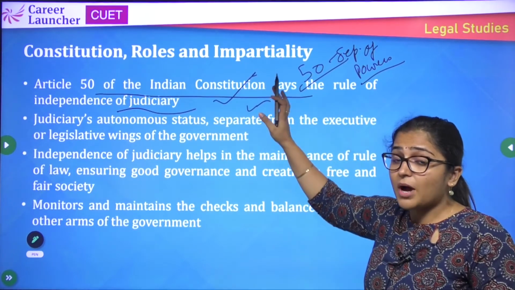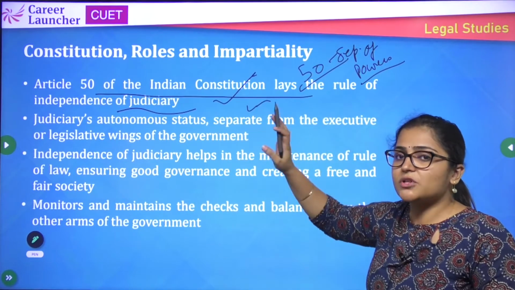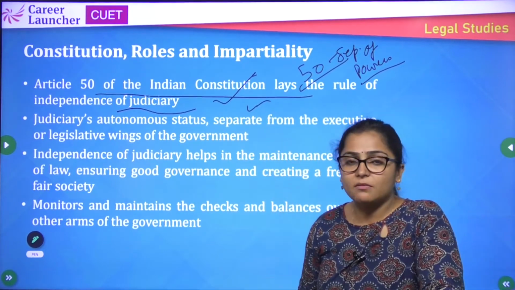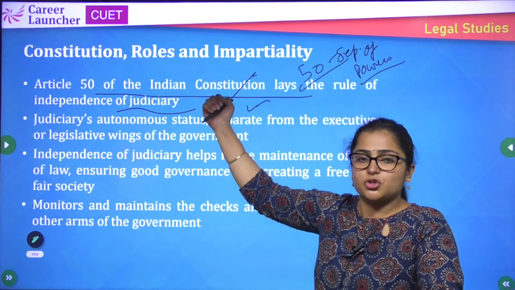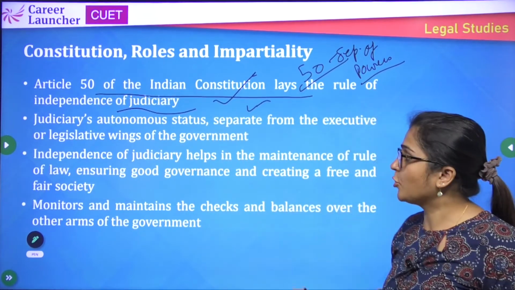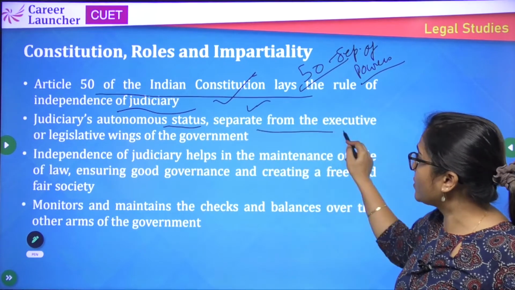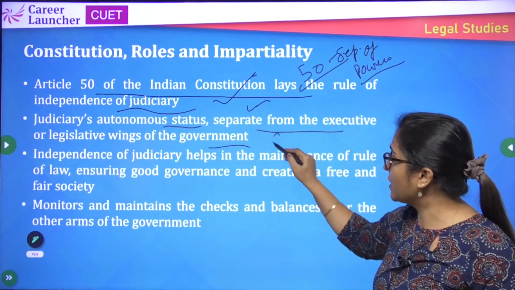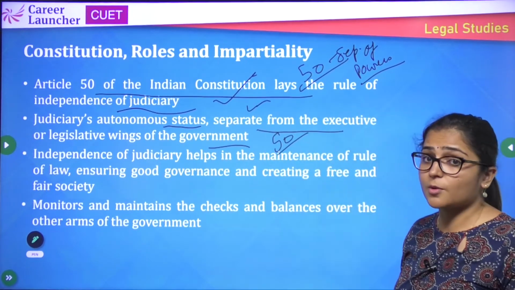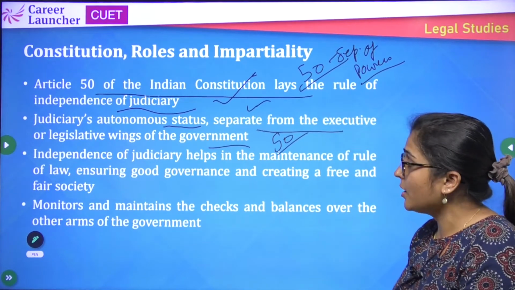We need to have an impartial judiciary. We need to have a judiciary which is not influenced by the government. That's why Article 50, which talks about separation of power, is a very important article. Then judiciary, autonomous status, separate from the executive or legislative wing of the government. This is what Article 50 is talking about, which is again the same thing, separation of power.